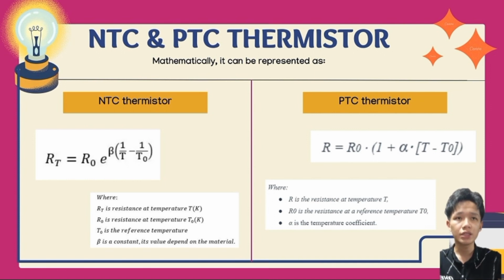Then the next is PTC thermistor. The formula is R equals R0 times 1 plus alpha times T minus T0. Then R is the resistance at temperature T, R0 is the resistance at a reference temperature T0, and alpha is the temperature coefficient.